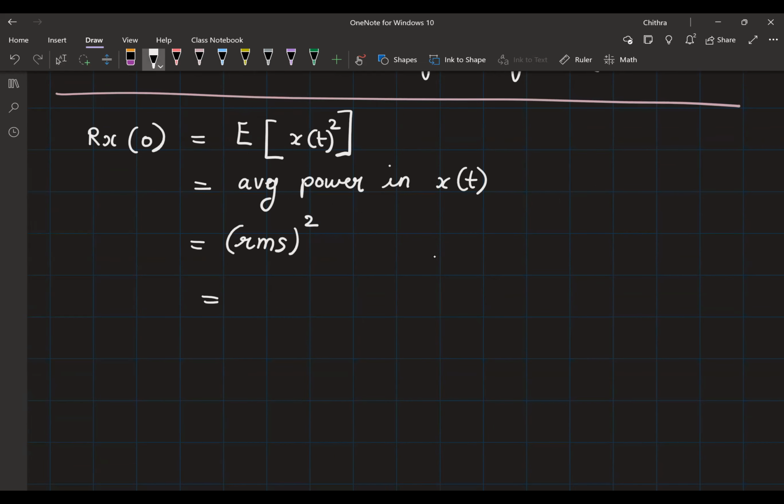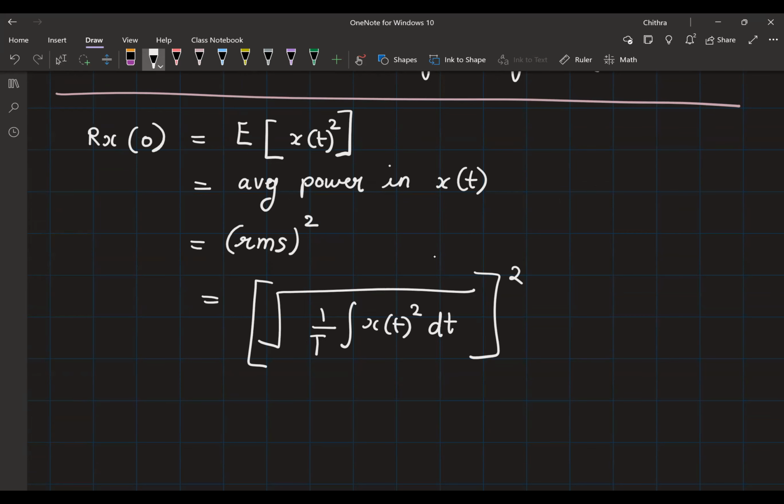And this is equal to, so I have x of t square. I integrate this and take the mean. And then I take the square. And then I can take the square of this. So basically, the square root goes away.